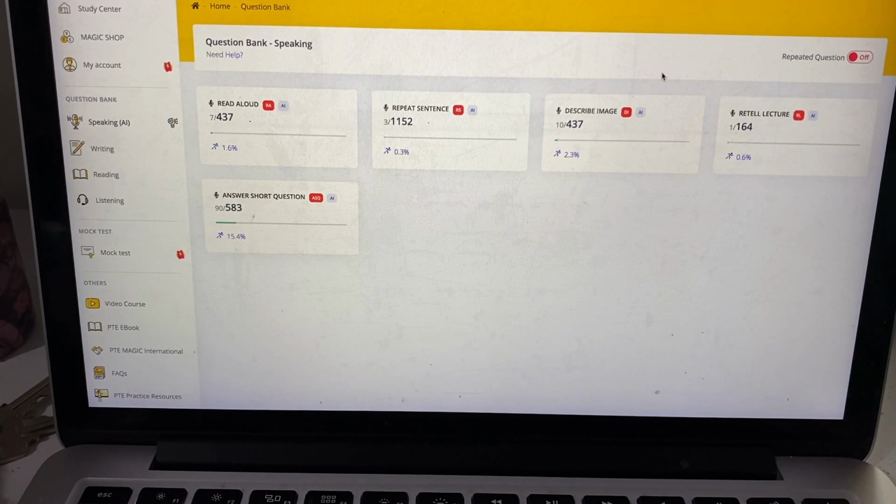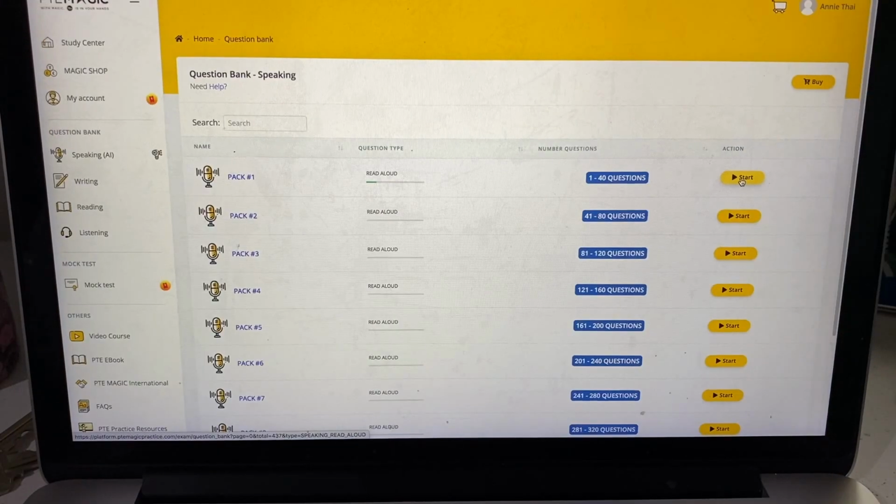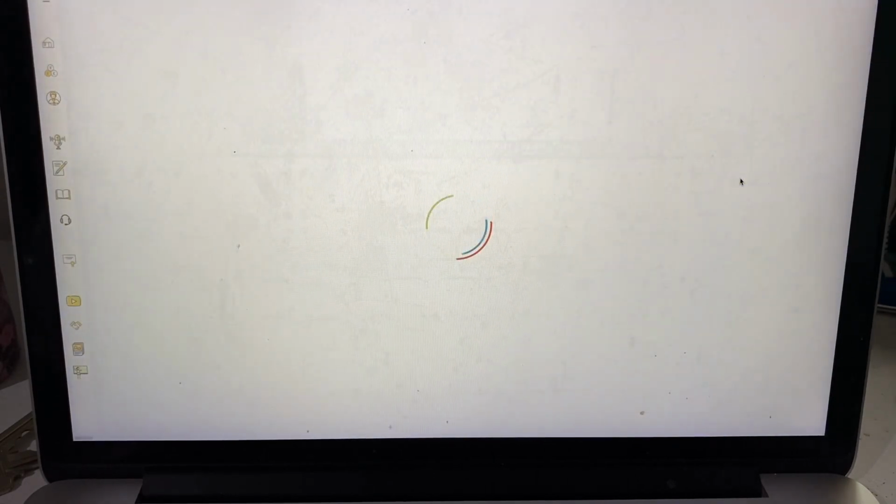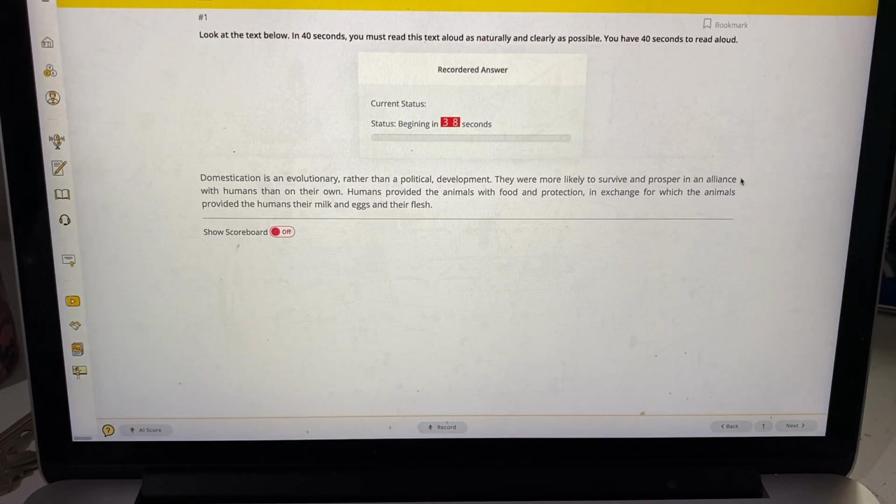In this speaking test, we have read aloud, repeat sentence, describe image, retell lecture, and answer short questions. First, I'm gonna go to read aloud. As you can see, in this part, you will have a text that you must read aloud. You have 40 seconds to prepare it, and after this 40 seconds, you must read this text aloud as naturally and clearly as possible. This is the timer of preparation time.